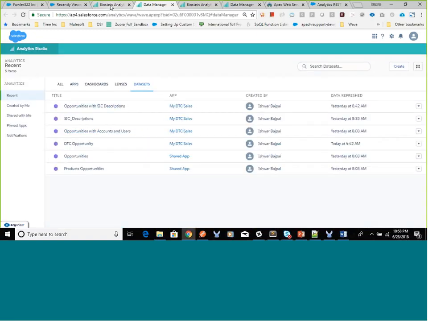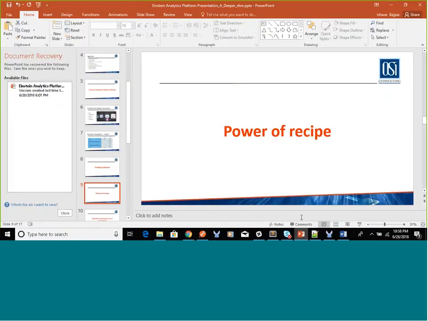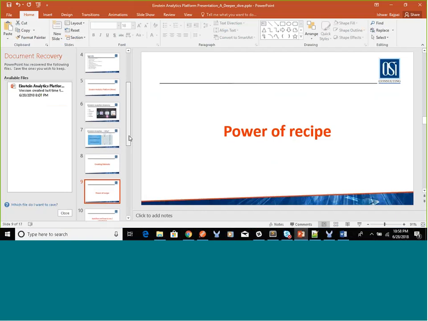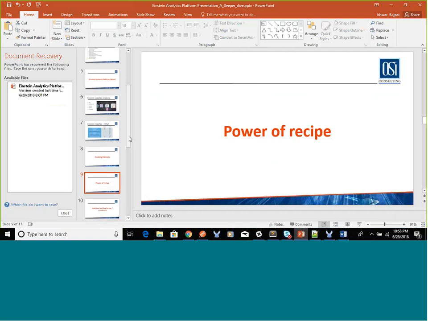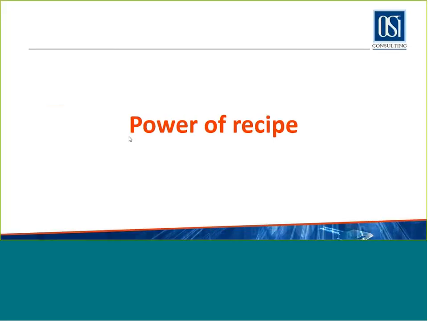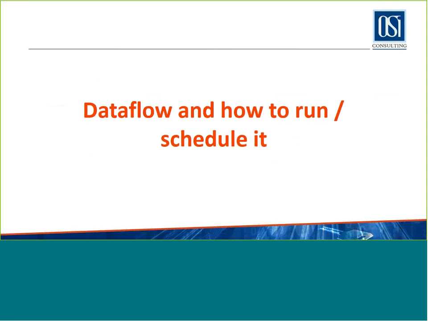If I go back to the platform, the main home page, and inside the data set screen, you can see you have one more data set created, opportunity with SIC description. This data set is nothing but the recipe that we have created. So this is the power of recipe. You got to know how to combine the 2 data sets, and with the help of recipe you can do the same.